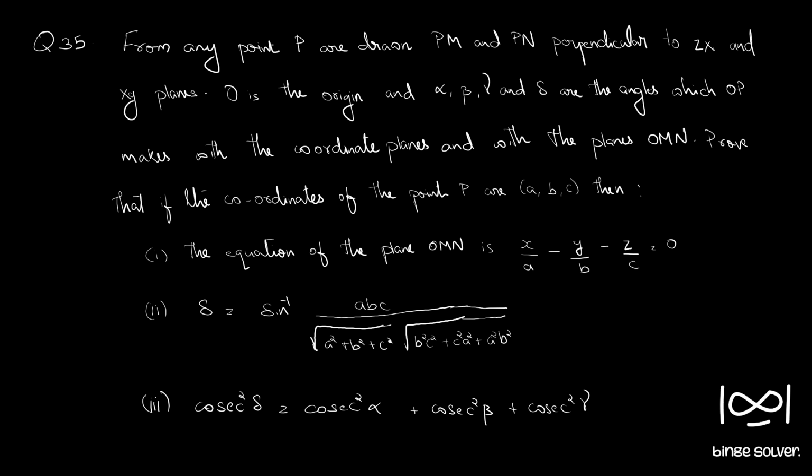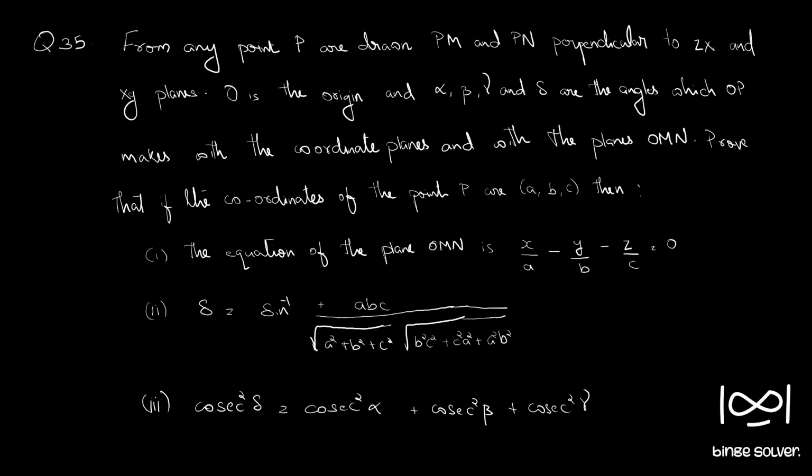Question number 35. From any point P are drawn PM and PN perpendicular to the ZX and XY planes. O is the origin, and alpha, beta, gamma and delta are the angles which OP makes with the coordinate planes and with the plane OMN. Prove that if the coordinates of the point P are (a, b, c), the equation of the plane OMN is x/a - y/b + z/c = 0.